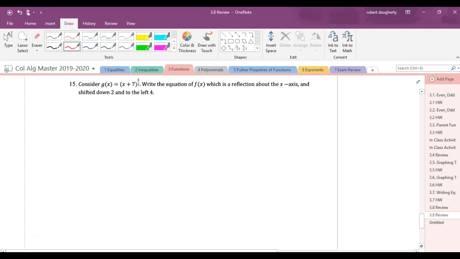I give you a function g of x, and let's write f of x, which is reflected about the x-axis. So f of x is, if I reflect this about the x-axis, it's going to have a minus sign, okay, and I've got x plus 7 to the 2/3. And what would happen if I moved it to the left 4? So moving it to the left 4, that's going to add 4 to this, and moving it down 2.